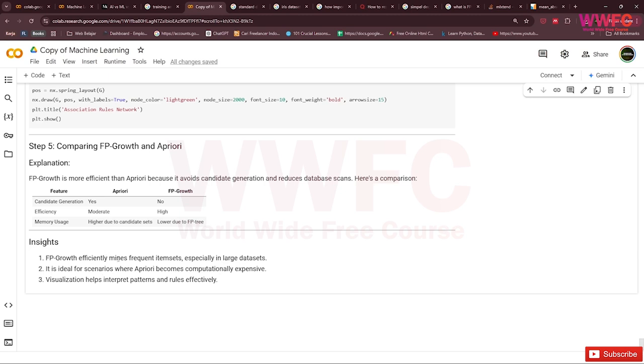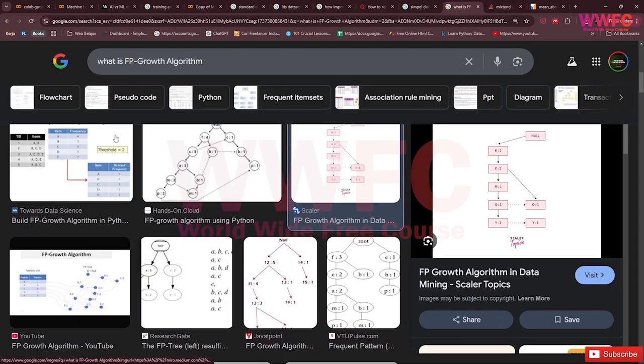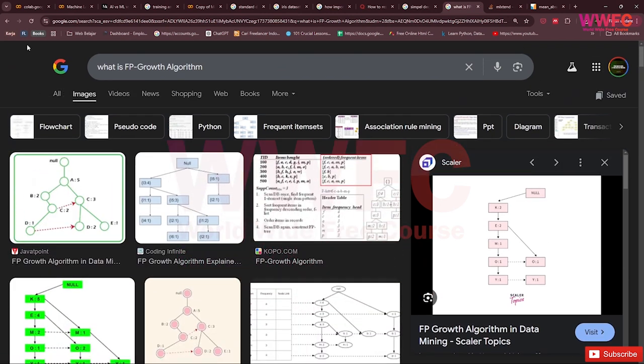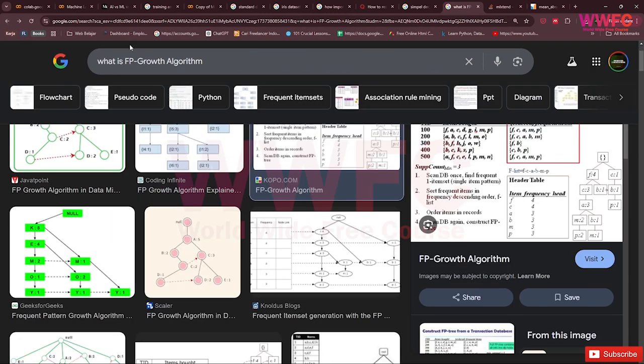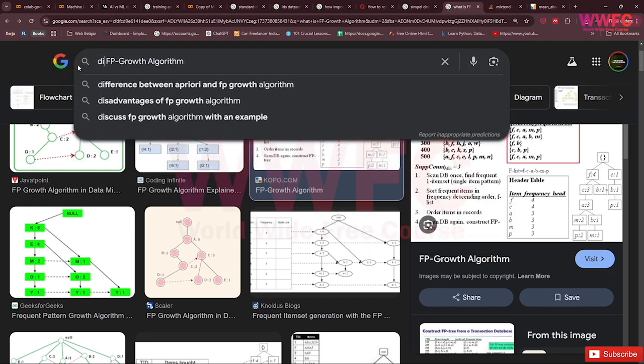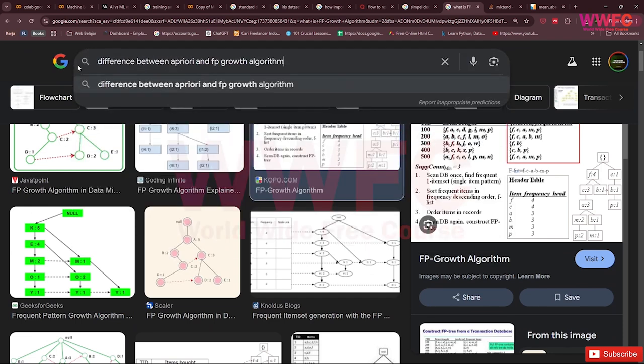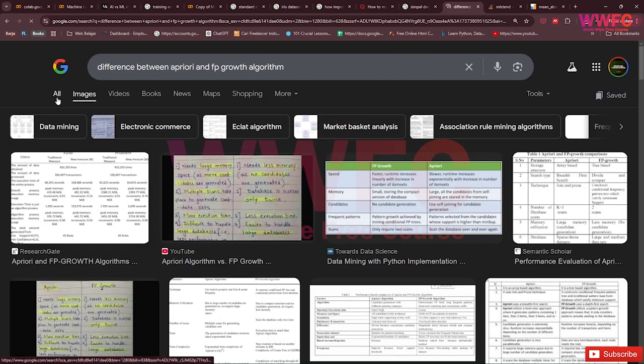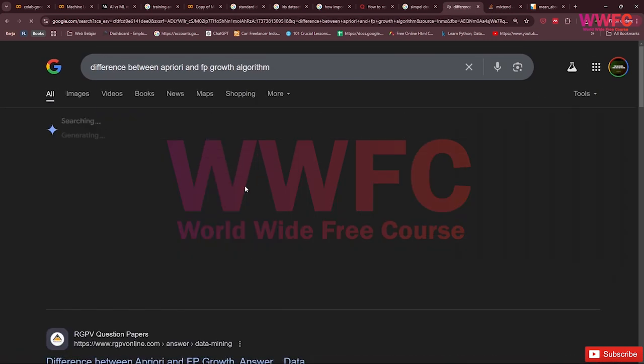So FPGrowth efficiently mines frequent itemsets, especially in large datasets. It is ideal for scenarios where Apriori becomes computationally expensive. Visualization helps interpret patterns and rules effectively. It gives insight into FPGrowth and Apriori, but we already learned the difference between them. So we already learned about this.